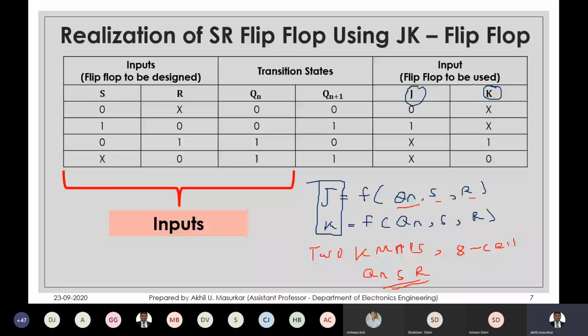Please write this table with the exception that instead of D, now we are writing just J and K. And please note from the excitation table of J and K, we were having 0, 1, XX and XX, 1, 0.